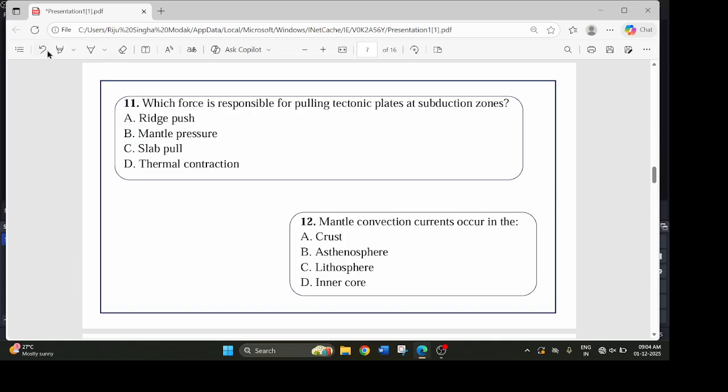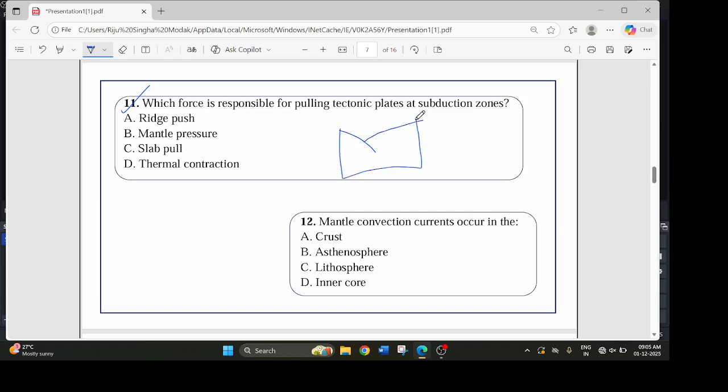Next question is number 11. Which force is responsible for pulling tectonic plates in a subduction zone? What is a subduction zone? When two convergent plates affect each other, they create the subduction zone at a 45 degree angle.